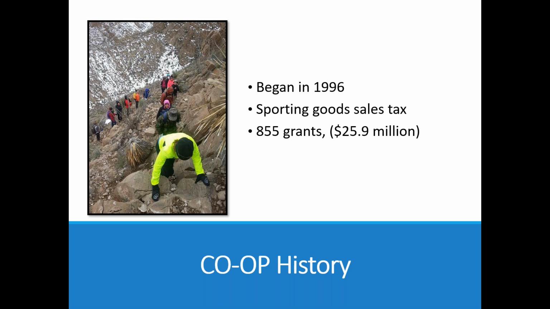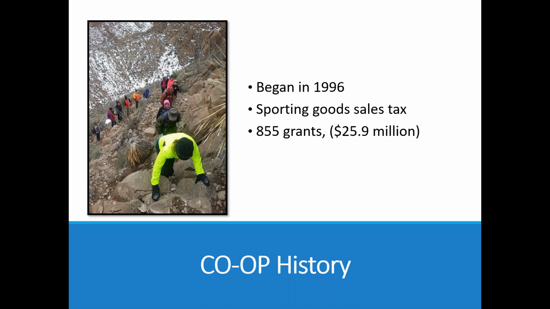Funds are derived from a percentage of money collected from the sporting goods sales tax. This includes anytime purchases are made related to fishing, hunting, camping gear, etc. This percentage of those taxes come back to our program to fund agencies and organizations, which can further develop purchasers of fishing, hunting, and camping gear. Over the past 25 years, we've awarded 855 grants for a total of $25.9 million throughout Texas.